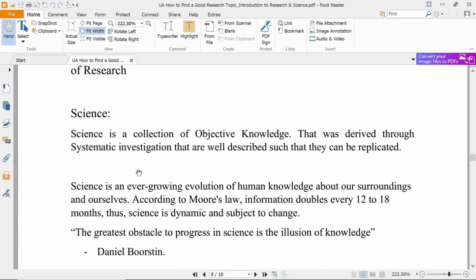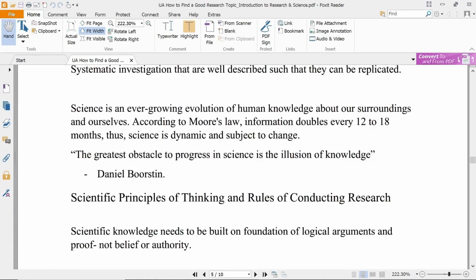So science is a collection of objective knowledge that was derived through systematic investigation, that is well described such that it can be replicated. So science is a collection of objective knowledge through systematic investigations that can be replicated in different contexts. So yes, science is an ever-growing evolution of human knowledge about our surroundings and ourselves.